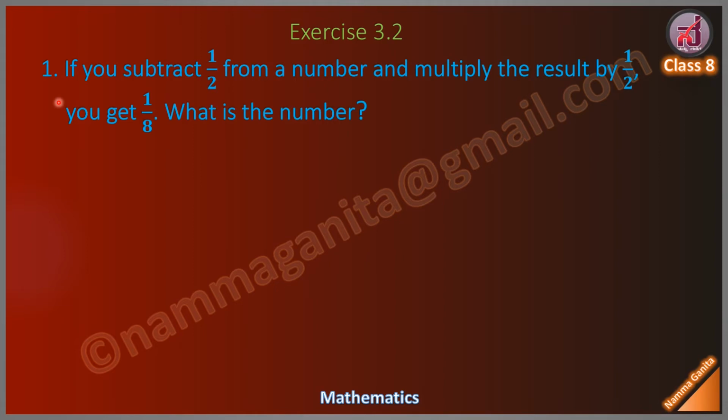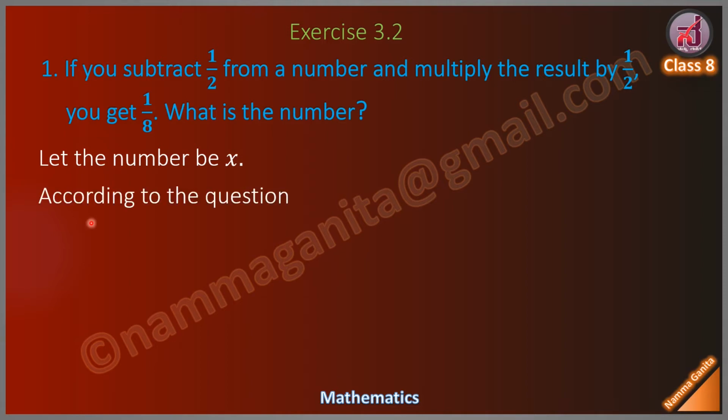First question. If you subtract half from a number and multiply the result by half, you get 1 by 8. What is the number? Solution. Let the number be x. Subtract half from a number, x minus half, and multiply the result by half. That is half into x minus half. According to the question, half into x minus half, the answer is 1 by 8.